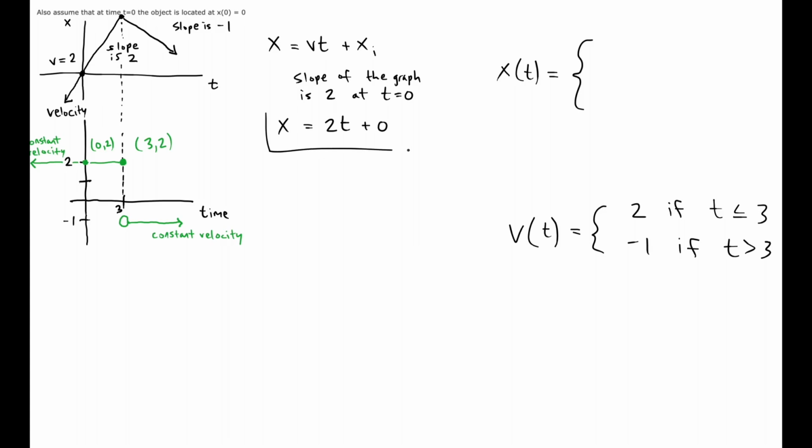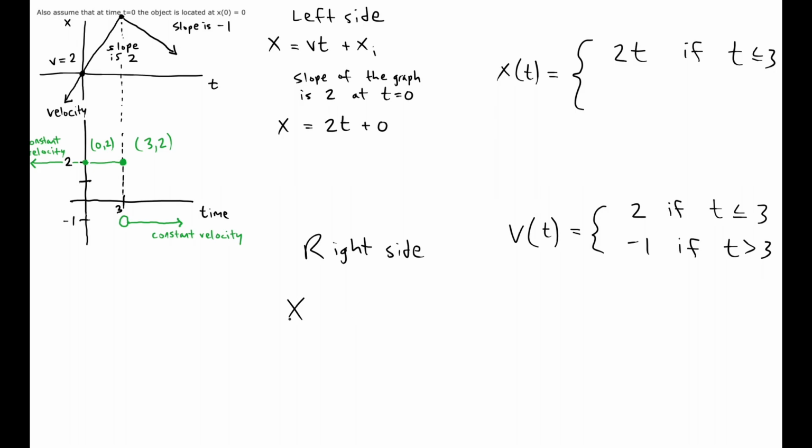I actually already did the first one. Anytime t is less than 3, we're going to be following this formula, x equals 2t. So we can write that here, that the position will be given by 2t as long as t is less than or equal to 3. But at 3, there's this sudden change. Okay, so this is the left side of our graph. But now we have to examine the right side.